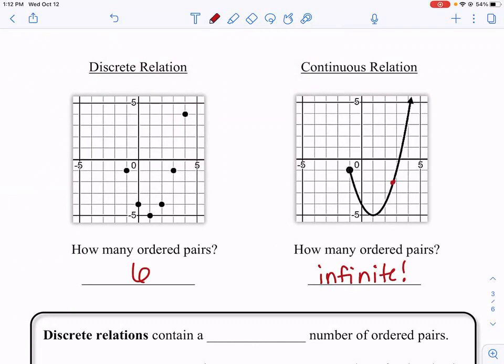Guys, there's a point right here. There's a point right here. There's a point right here. Anywhere you see black, we can put a point. And do you see how there's this arrow here? It's just going to keep going and going and going.